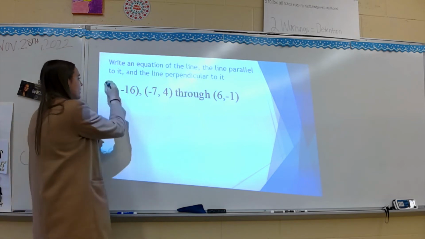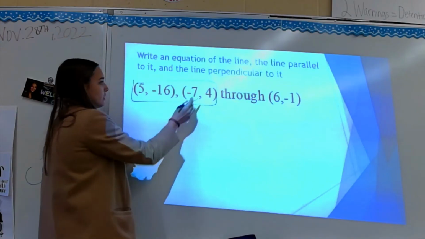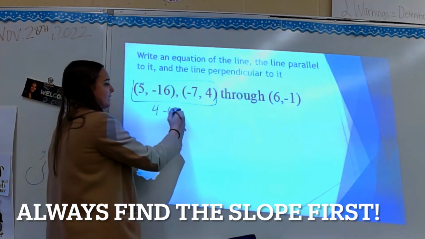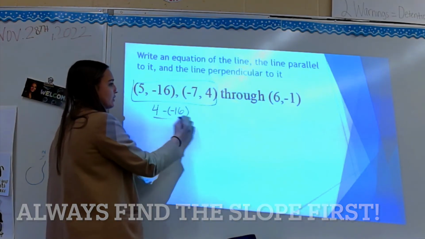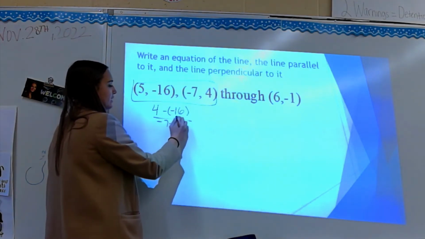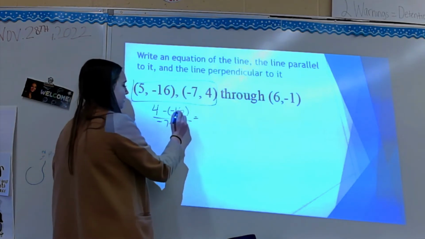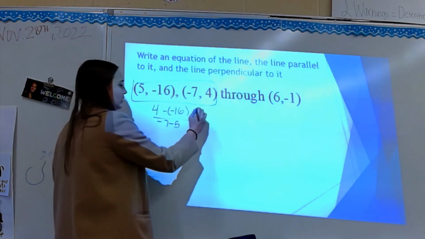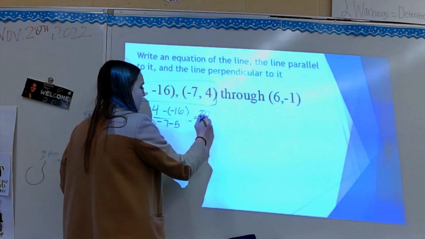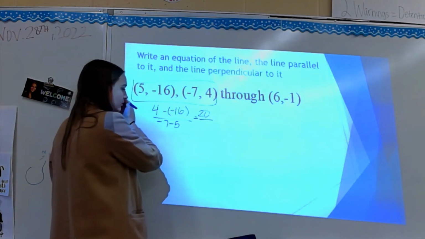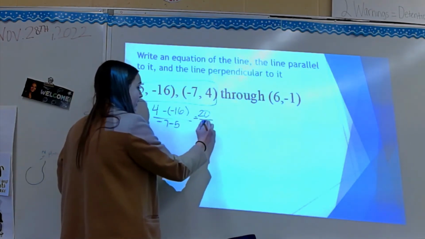So we are going to find the equation of this line first. So we have 4 minus negative 16. Always find the slope. Negative 7 minus 5. So this gives me 16 plus 4 is 20. 7 minus 5, 12, negative 12.